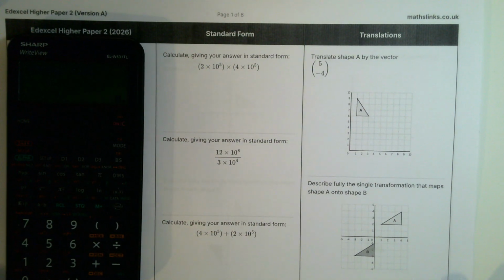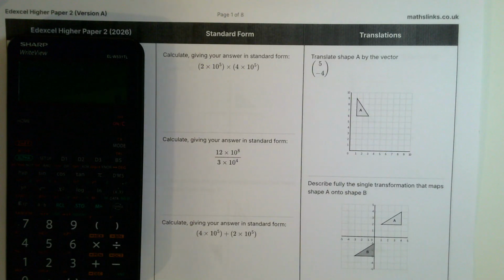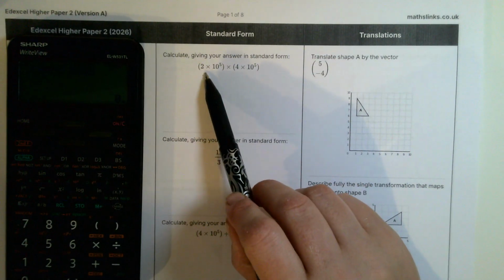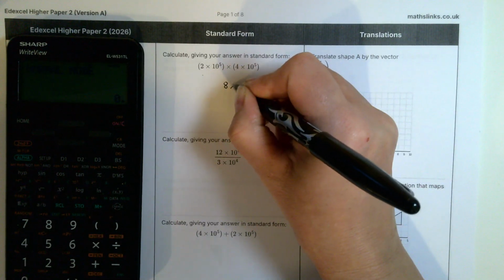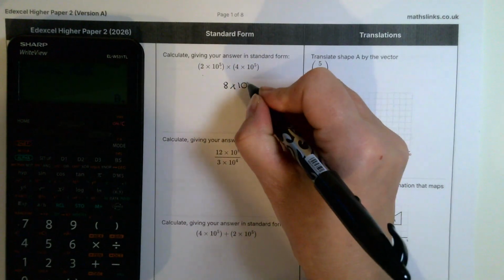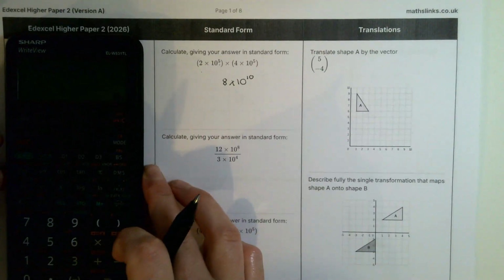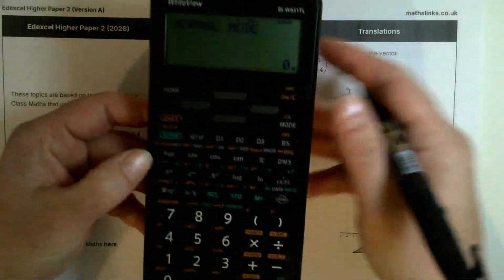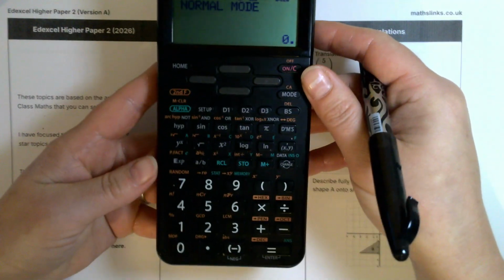So the first question is to calculate 2 times 10 to the power 5 times 4 times 10 to the power 5. Now you could actually really easily do this without a calculator using your rules of indices. 2 times 4, which is 8, times 10 to the power of, and then you add your powers. 5 add 5, which is 10. However, it's probably going to be a little bit more complicated. It might have some decimals in there. So we are going to talk that through, what it is like on your calculators.